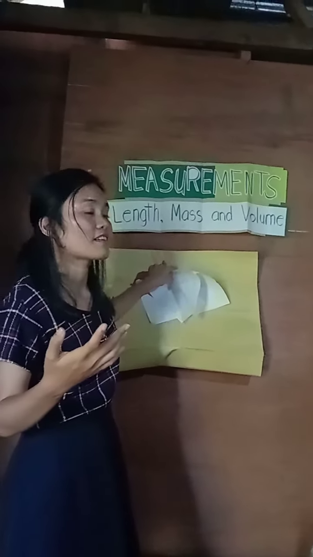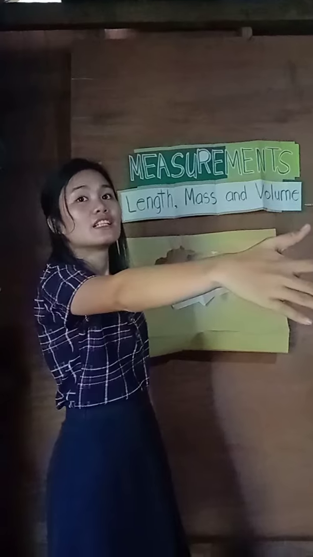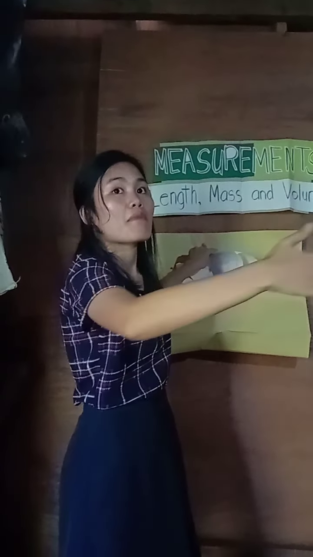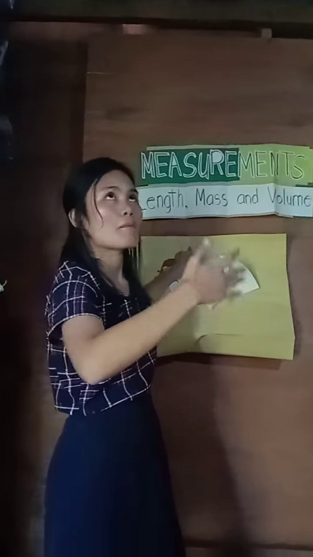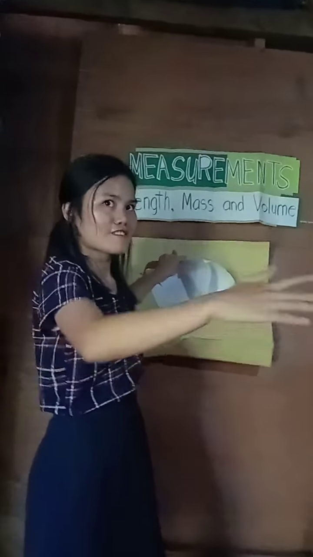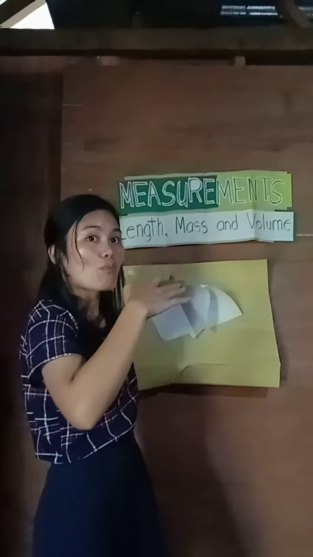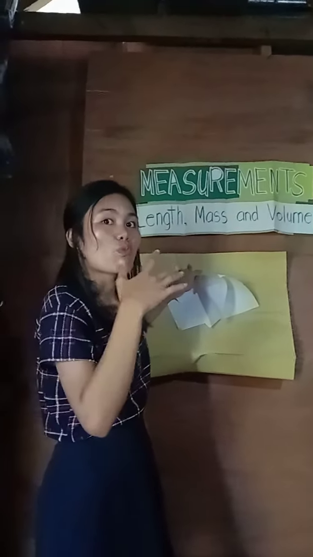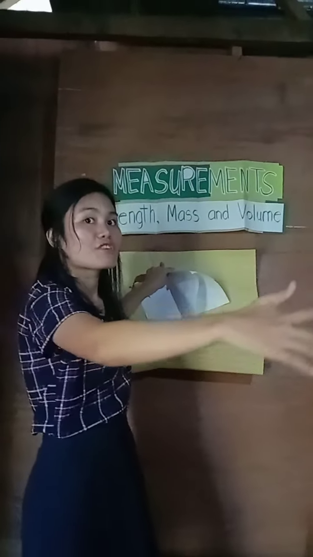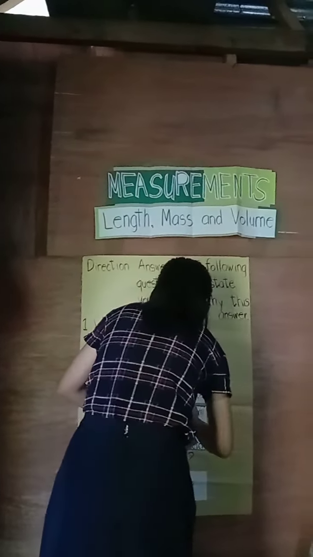We do not say that my house is 1 kilo away from the church. We do not say that. So we would say that my house is 1 kilometer away from the church. Okay? So, very good. So now I hope you're ready.